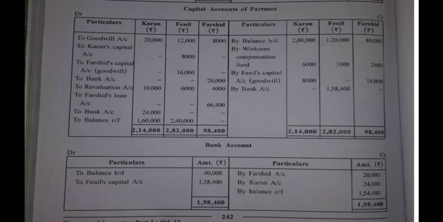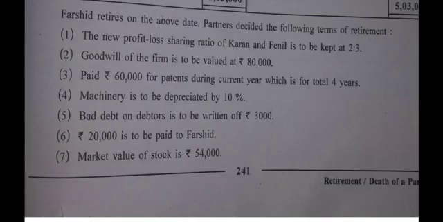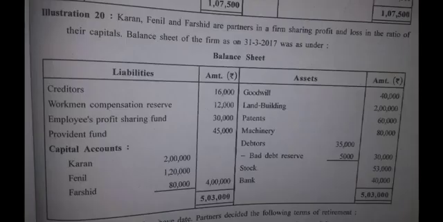Fine, then talking about 8th adjustment. Finally, the 8th adjustment says that the total capital, the new firm's total capital will be equal to the total capital of old firm. Let us check what is the total capital of old firm. It is 2 lakh plus 1,20,000, which is 3,20,000 plus 80,000. It is 4 lakh. Now they say that the capital should be 4 lakh itself again in the new firm, though Farshid retired.